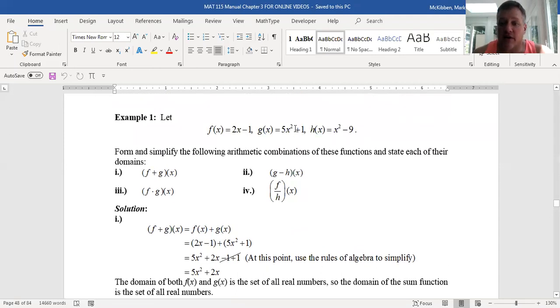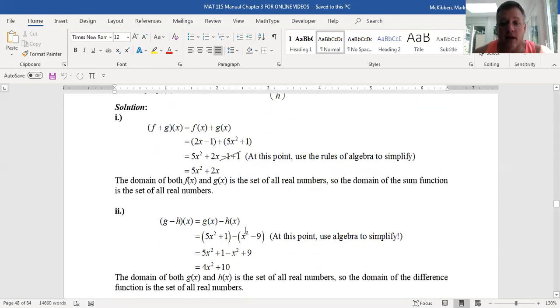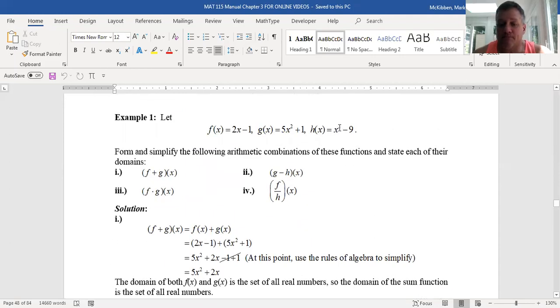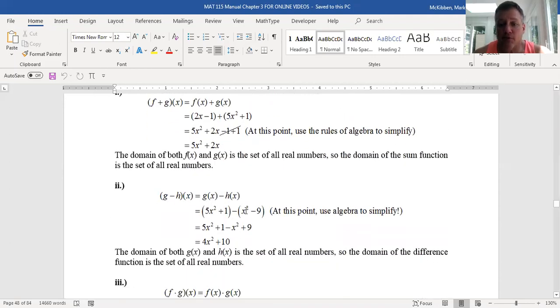G of x is 5x squared plus 1, and then h of x is x squared minus 9. If I'm subtracting these, I'm distributing that negative sign through, right? And then now you just add like you normally would polynomials. Add together like terms to get 4x squared and then plus 10. All right. Again, the domain's all reals because g and h have a domain of all reals.